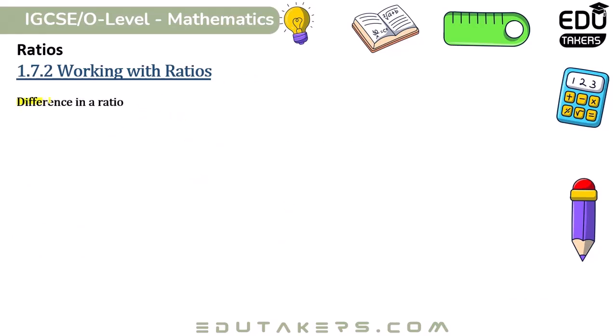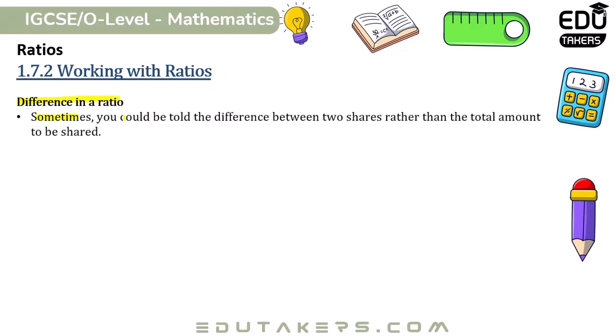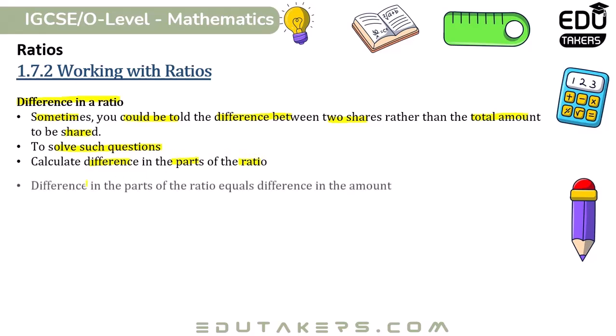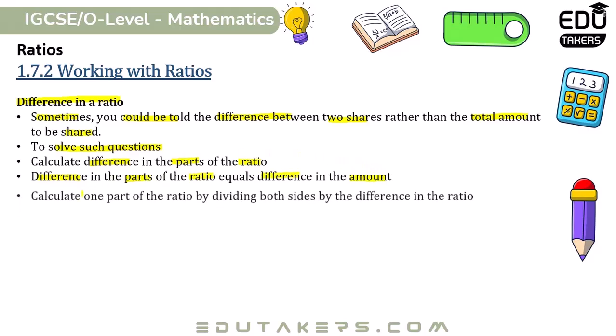Next topic is difference in a ratio. Sometimes you could be told the difference between two shares rather than the total amount to be shared. To solve such questions, calculate the difference in the parts of the ratio. Then the difference in the parts of the ratio equals the difference in the amount.